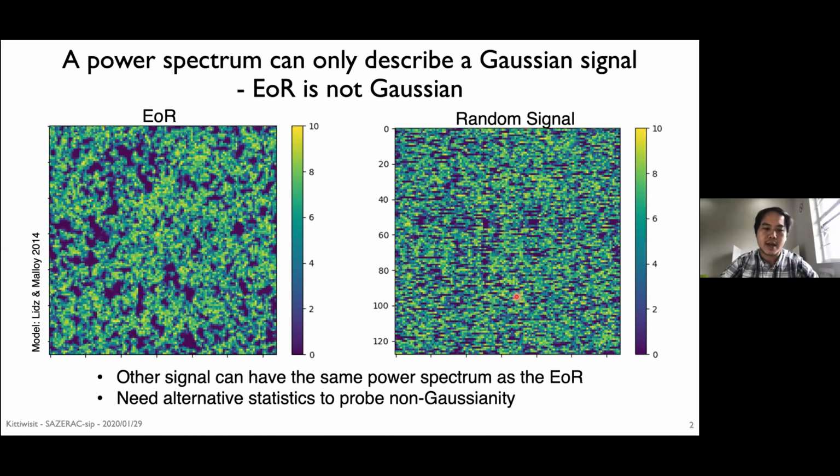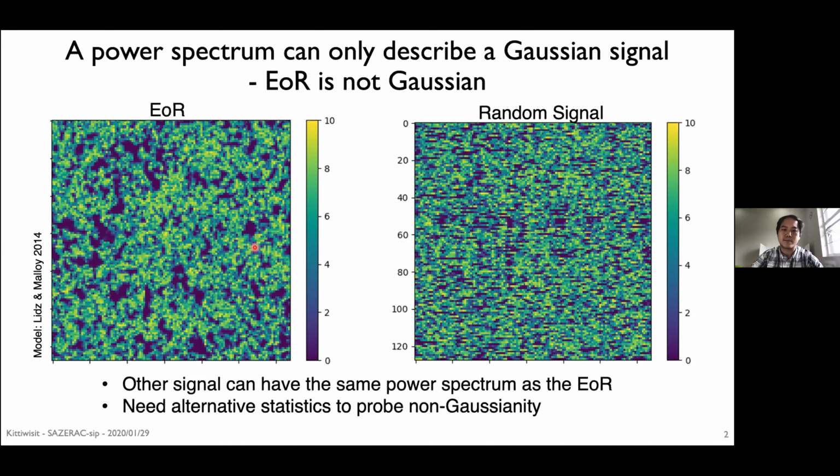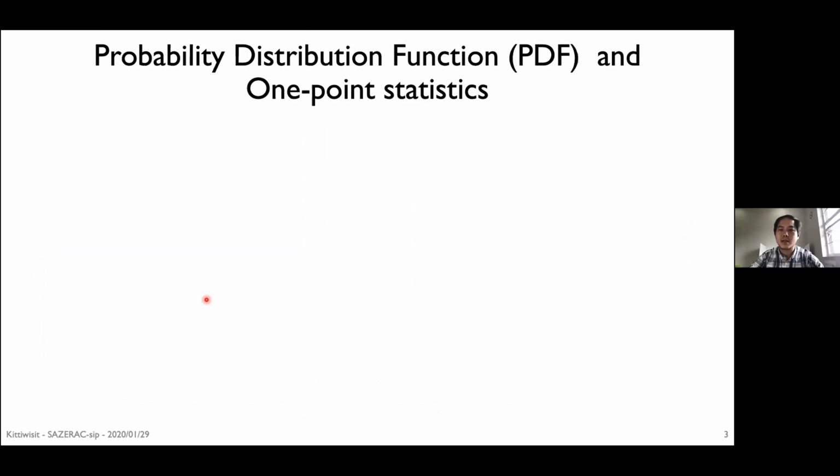So what this means is that either signal can result in the same power spectrum as the EoR, and saying it in a different way, the power spectrum cannot give you information on the non-Gaussianity. To have that information, you need to look at other statistics. One of the simplest statistics that you can use to look at non-Gaussianity is the probability distribution function, the PDF, and its one-point statistics.